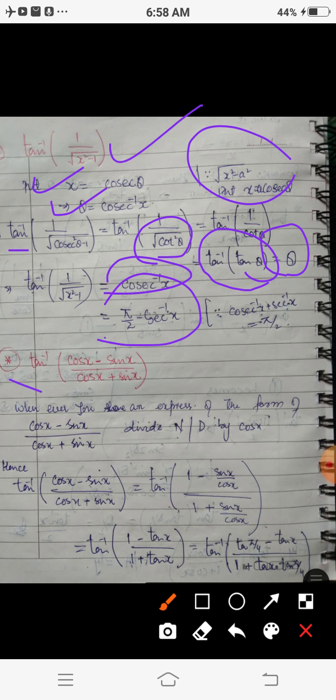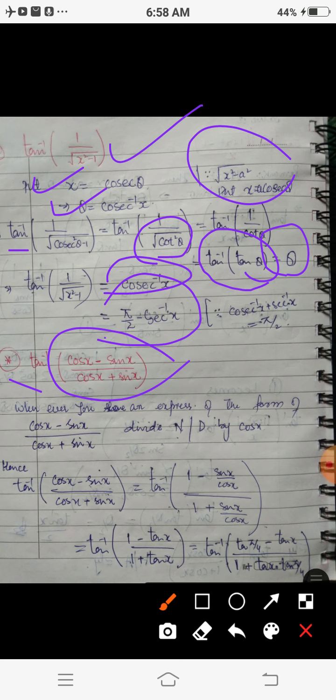Now another problem is we have to find tan inverse of (cos x minus sin x) upon (cos x plus sin x). Here the angle of this tan inverse is simply cos x minus sin x upon cos x plus sin x. Whenever you have an expression of this type, that is, an expression whose numerator and denominator contain cos and sin, always divide by cos.